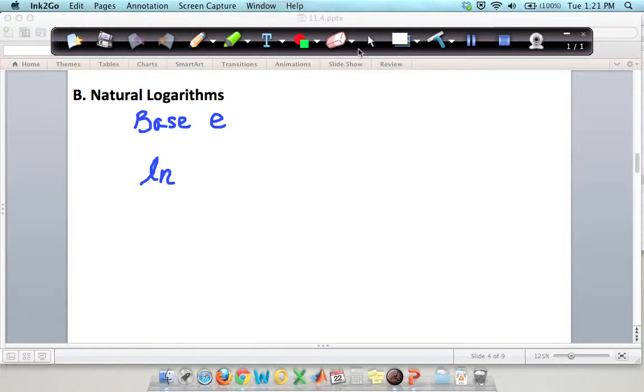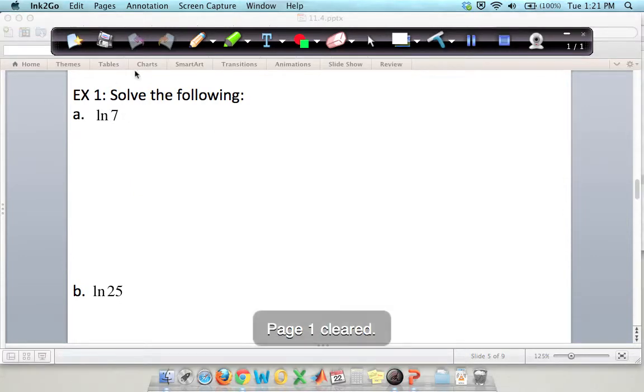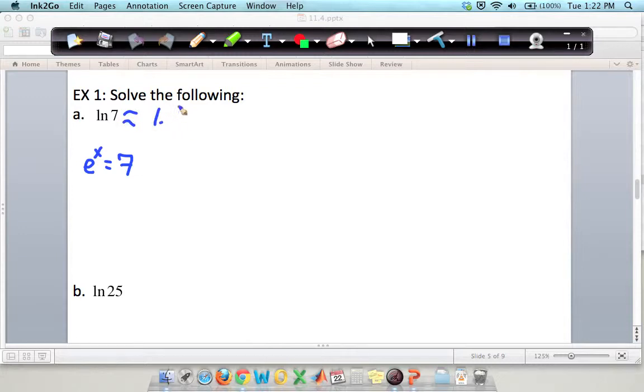So let's solve some of these on our calculator. So natural log of 7, again, this is saying base e raised to what power is 7. So plug in natural log of 7 on your calculator and you will get 1.946. Do the same thing with natural log of 25. You plug that into your calculator and you get about 3.219.